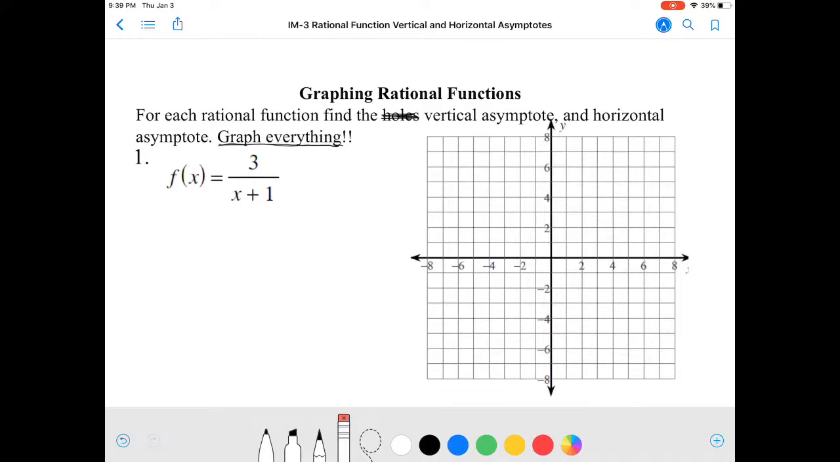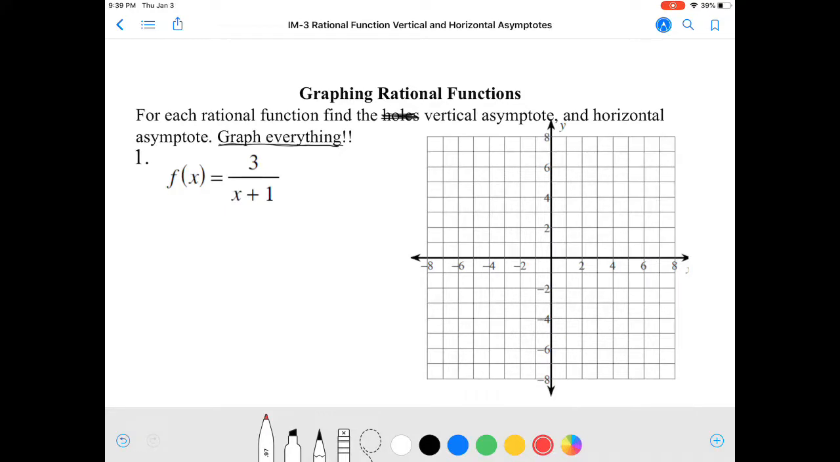So let's take a look at problem number 1. And let's start by finding our horizontal asymptotes because we've been practicing those and I know you guys are pretty good at this. So the first thing we're going to do for our horizontal asymptote is identify the degree of the numerator and the denominator.